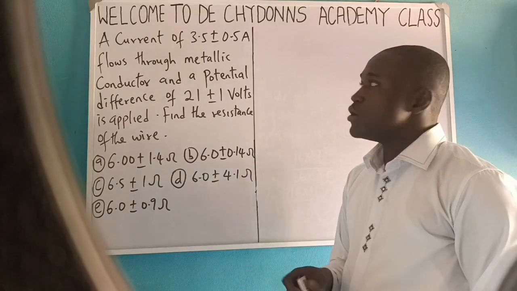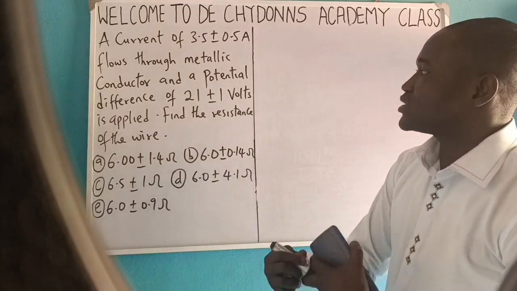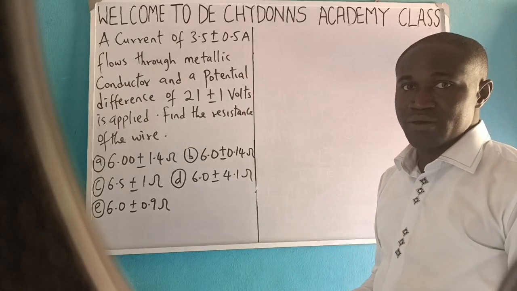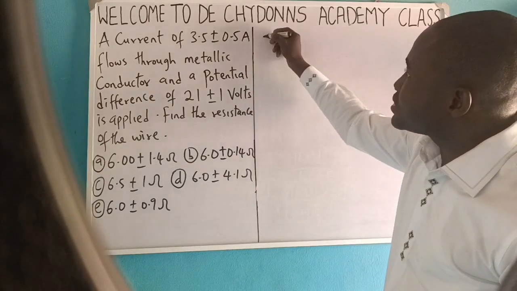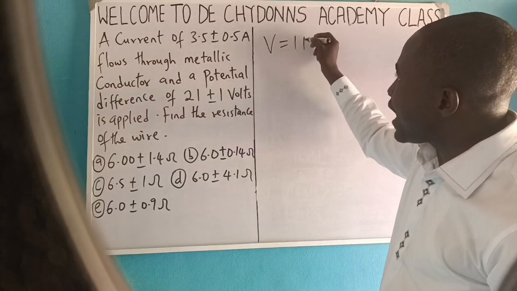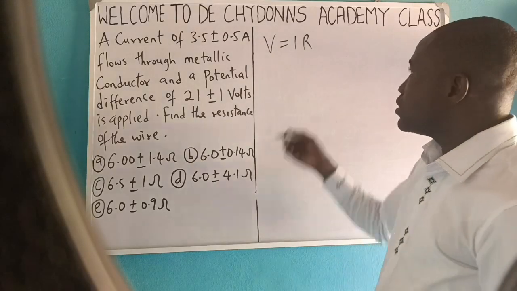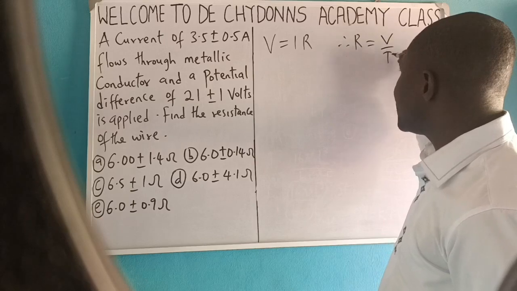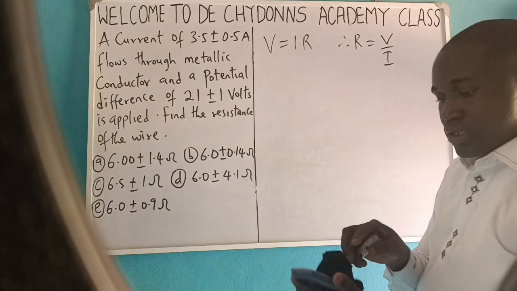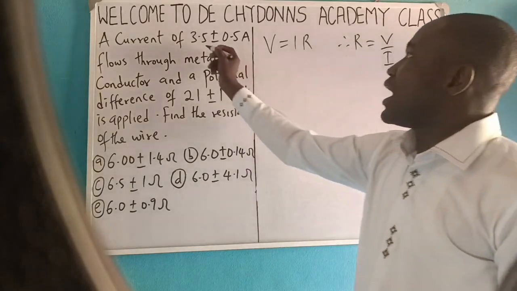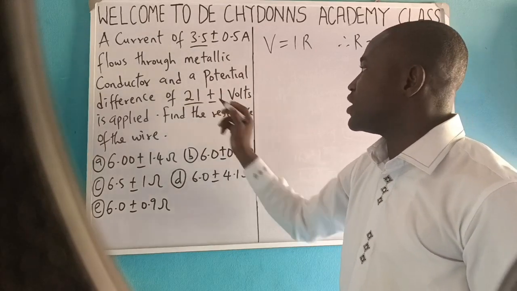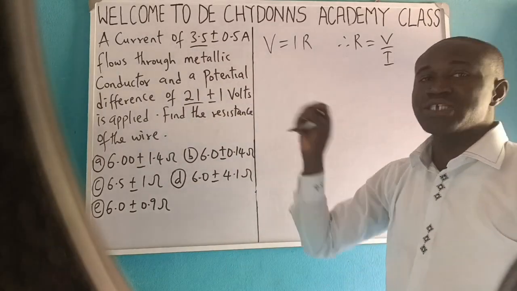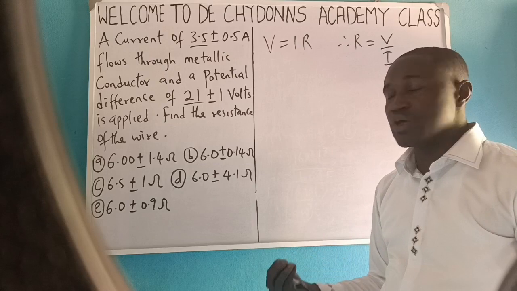Errors. First of all, you know that this question is coming from electricity already, right? You remember that V is equal to IR from Ohm's law. Therefore, we are looking for R. R is equal to V over I, right? Then the I is given and the V is given. The V is called the potential difference. That is the driving force of that circuit.